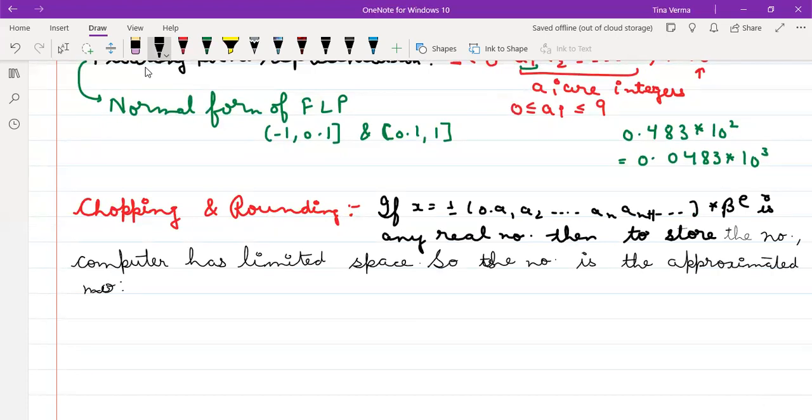Like you take pi as 22/7. Some computers can take only 16 digits, but pi is a never-ending decimal. That means when you store that number in the computer, it is the approximated number, but not the exact number. The exact number is 22/7, but you can't store that fraction in computers. So the number that you store will be the approximated one. I told you that when the number is to be approximated, we do it in these two ways, chopping and rounding. So firstly, I am telling you about chopping.